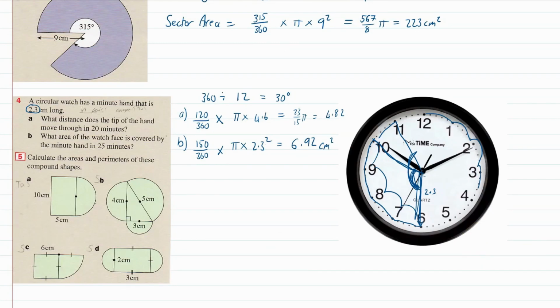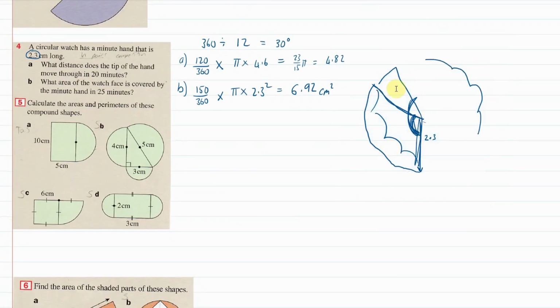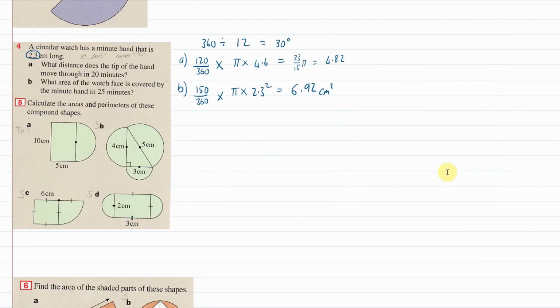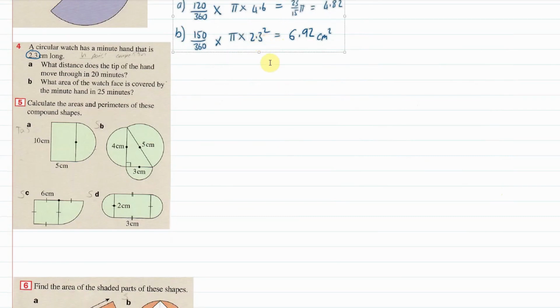Right, well that's that. Now let's move on to these compound shapes. Give ourselves some space here. Okay, let's do number 5, 5A, the area and perimeter. I'm not going to do 5A, I'm going to do 5B because that looks more interesting. Let's do the area first.